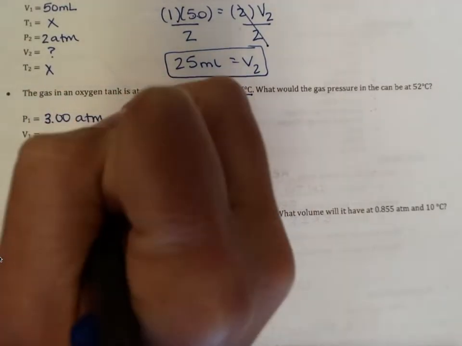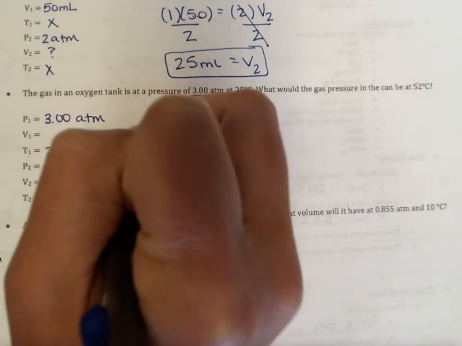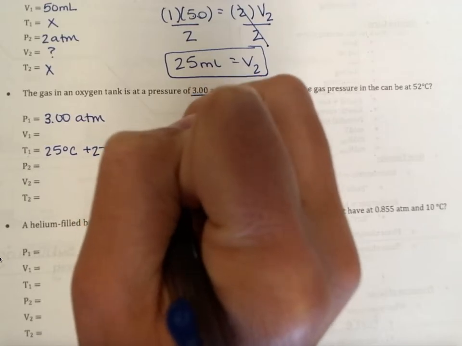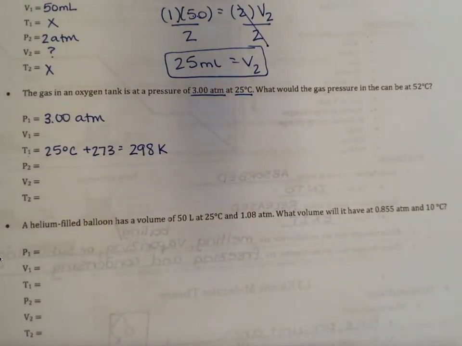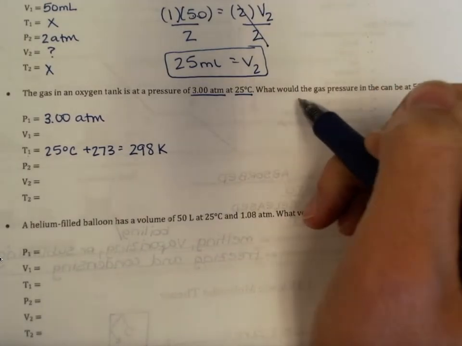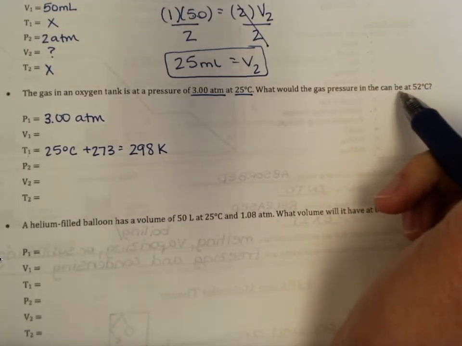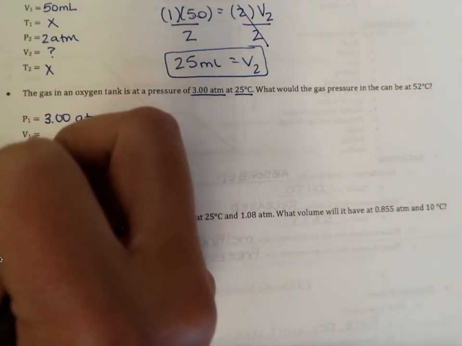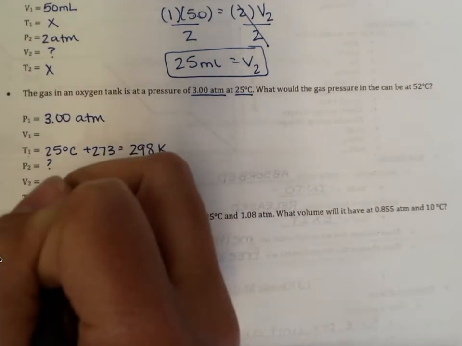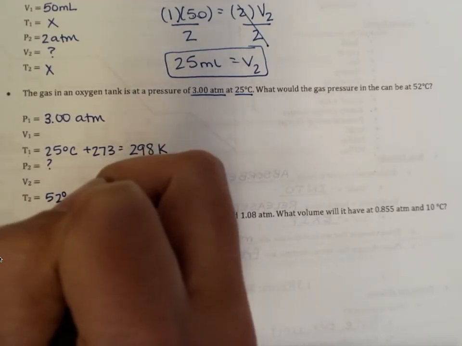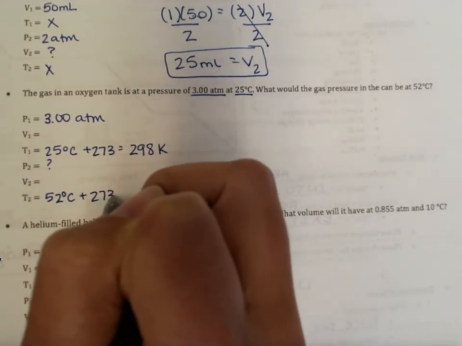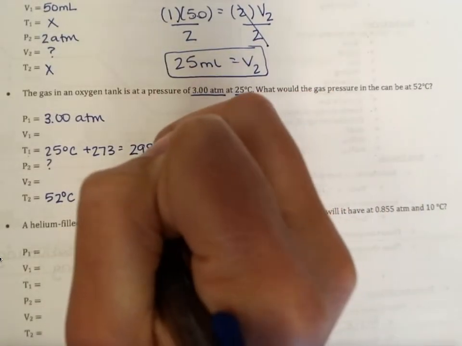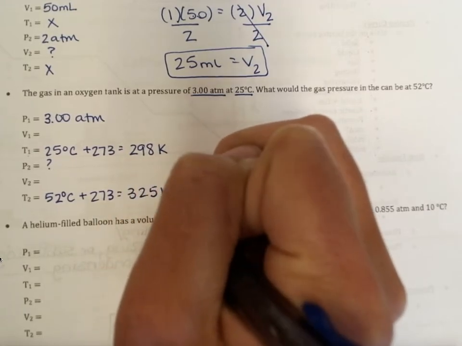And for every degree C, add 273 before you even do anything else. So 25 plus 273, that's 298 Kelvin. What would the gas pressure in the can be at 52 degrees? So what would the pressure be? So that's what I don't know. If the can went up to 52 degrees C. Again, add 273. 52 plus 273 is 325 Kelvin.